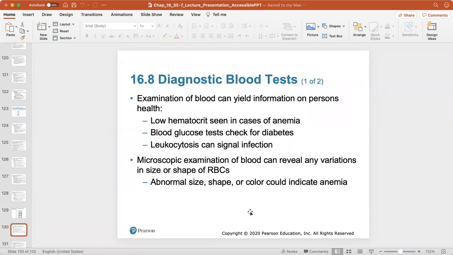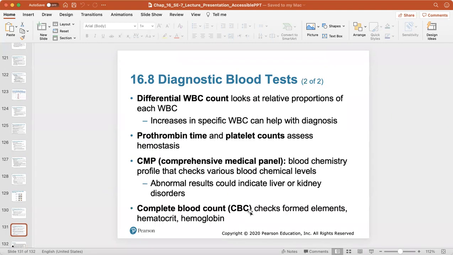Here's an examination of blood that can yield information on a person's health. A low hematocrit is seen in cases of anemia. Blood glucose tests check for diabetes. Leukocytosis can signal an infection. And a microscopic examination can also reveal any variations in the size or shape of red blood cells.